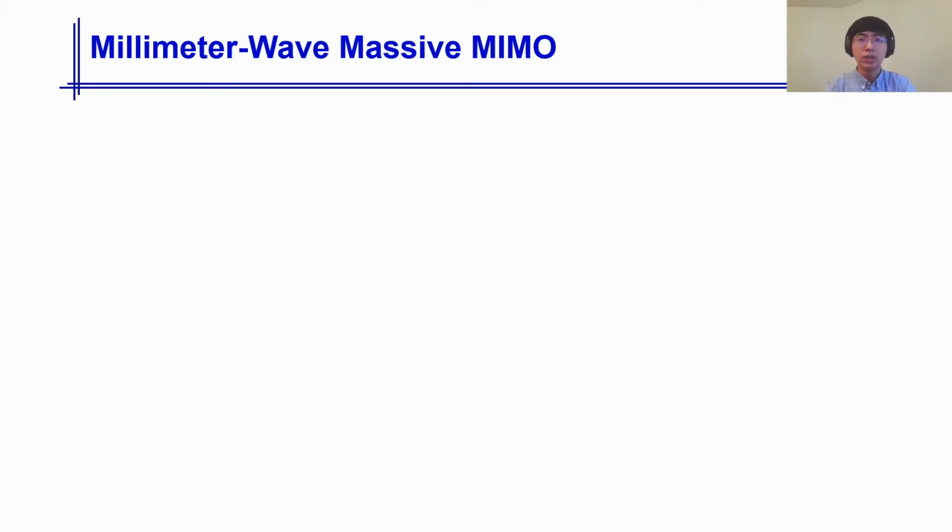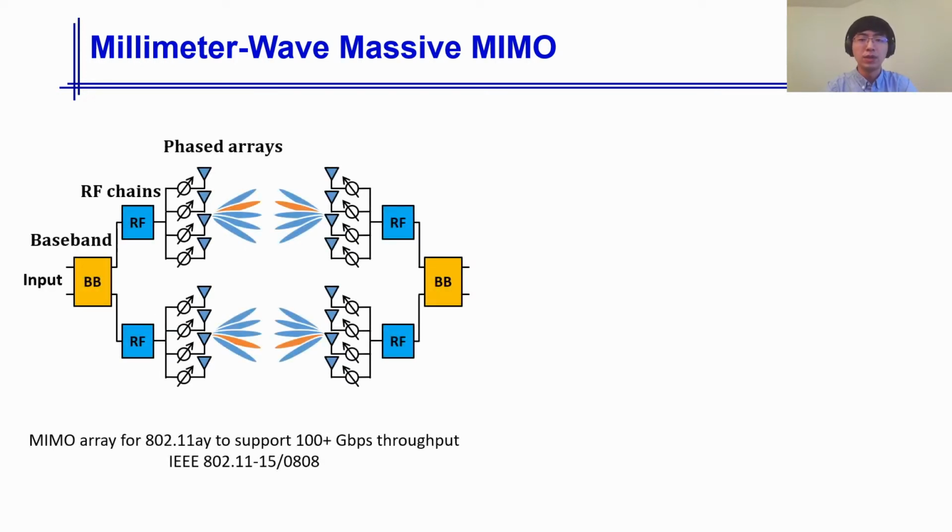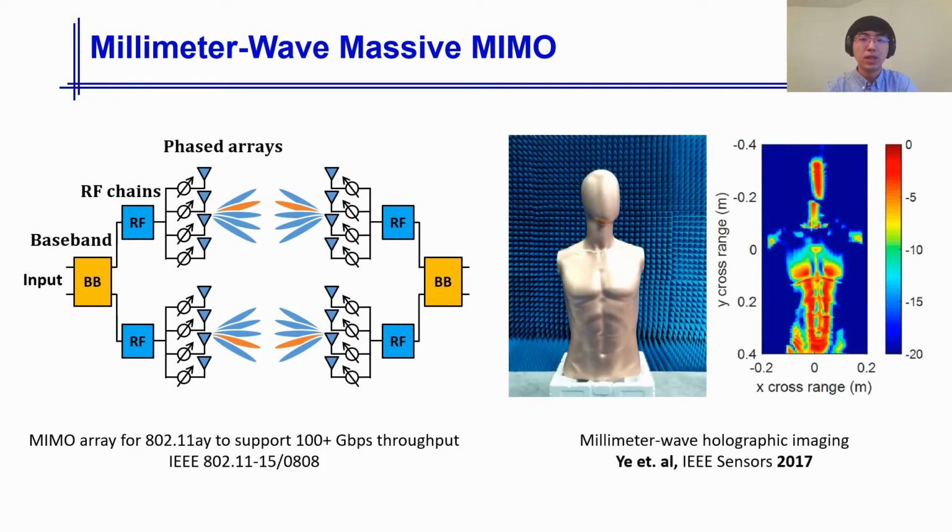mmWave technologies represent a cornerstone for emerging wireless network infrastructure and for RF sensing systems in security, health, and automotive domains. Through a MIMO array of phased arrays with hundreds of antenna elements, mmWave can boost wireless bit rates to more than 100 Gbps as proposed in the mmWave Wi-Fi standard 802.11ay, and can potentially achieve near-vision sensing resolution.